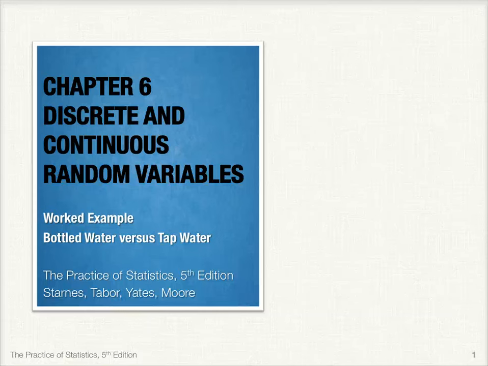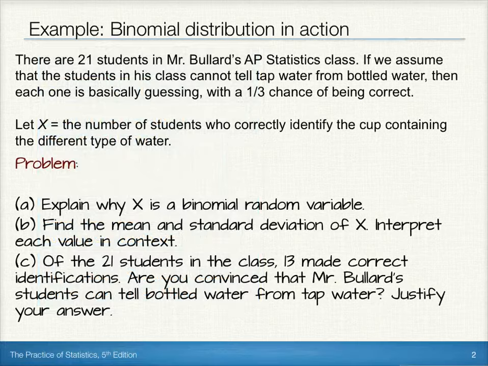In this example, we'll take a look at the binomial distribution in action. Now, Mr. Bullard's AP Statistics class did one of the examples and activities in the textbook regarding tap water versus bottled water. Now, there are 21 students in Mr. Bullard's class, and if we assume the students cannot tell tap water from bottled water, then each one is basically guessing, with a 1 out of 3 chance of being correct.